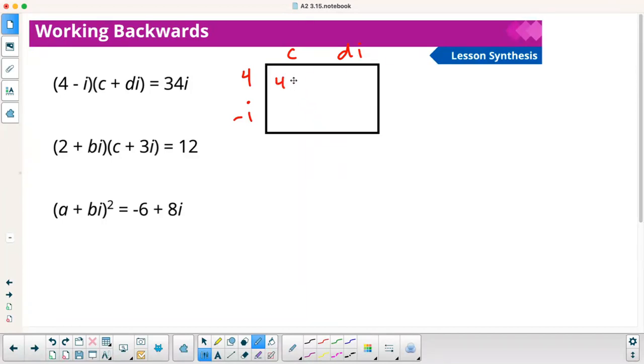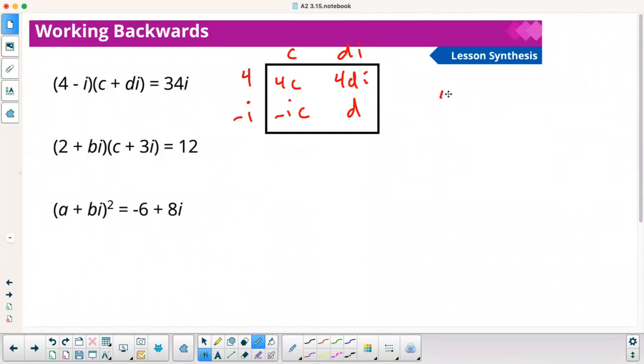So this is going to be 4c, 4di, negative ic, and then negative d i squared. So this ends up just being positive d. So your equations here: these two have to add up to 0 because these are your reals, and these are your imaginaries. They add up to 34i.